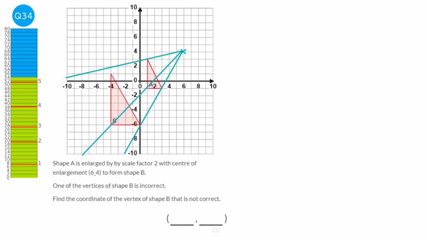So it says find the coordinate of the vertex of shape B that is not correct. So the coordinate is this one here, and so that would be -4, 1.